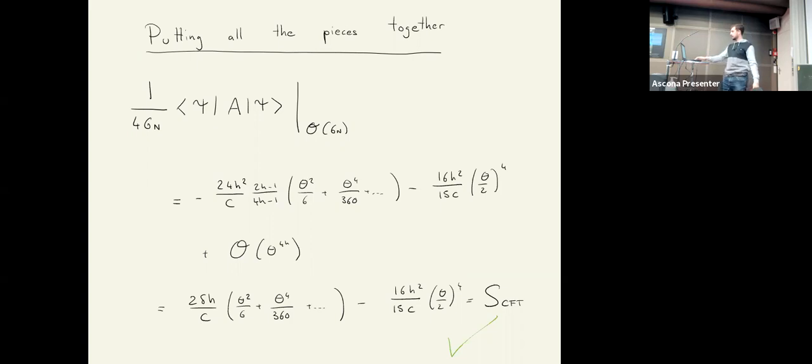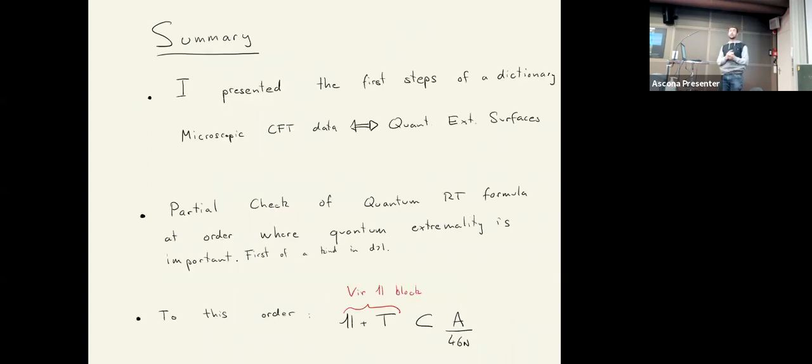So just to summarize, what I did today is I presented the first few steps of some dictionary that's supposed to tell you how the microscopic CFT data gets reshuffled, repackaged, and geometrized into a quantum Ryu-Takayanagi formula and a quantum extremal surface. And if you want, you can view this as a partial check.